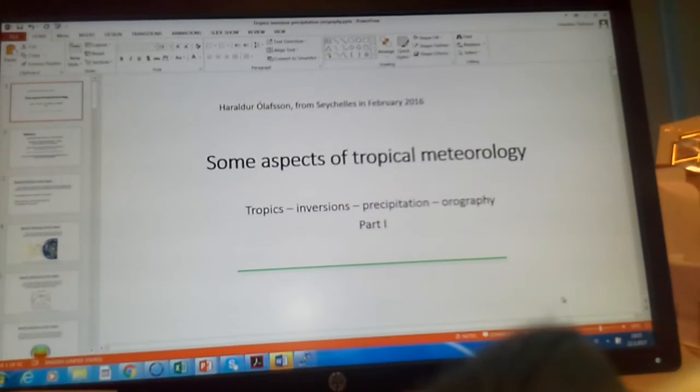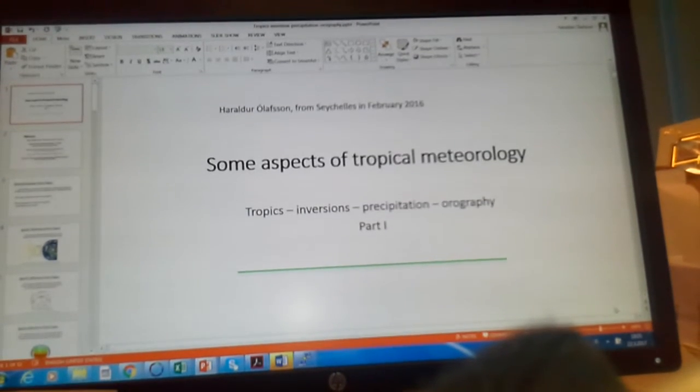This is a reproduction of a lecture given in the Seychelles in February 2016.